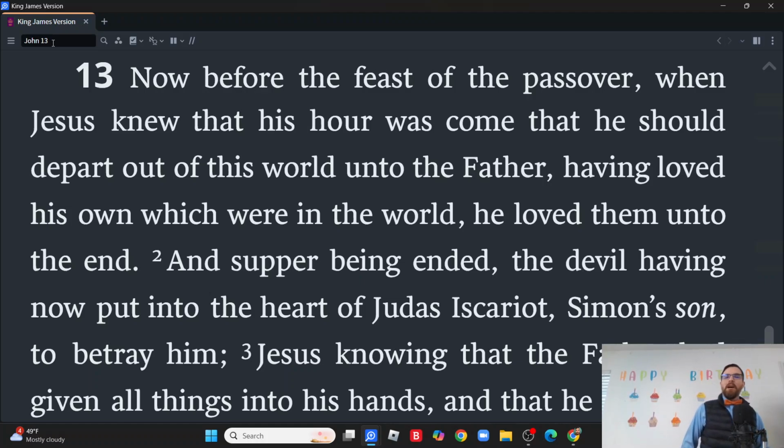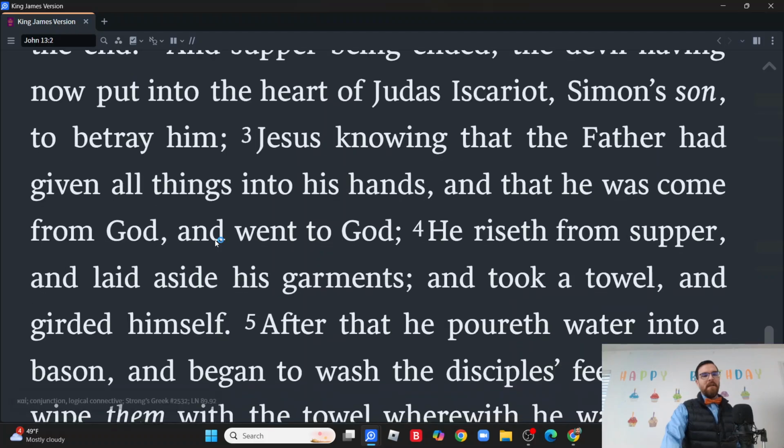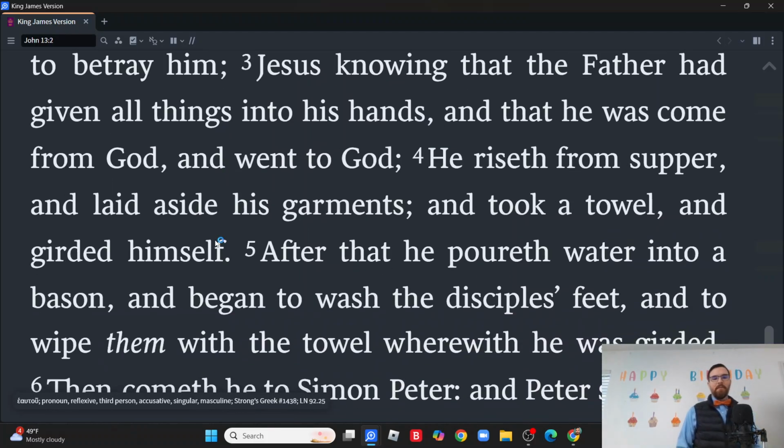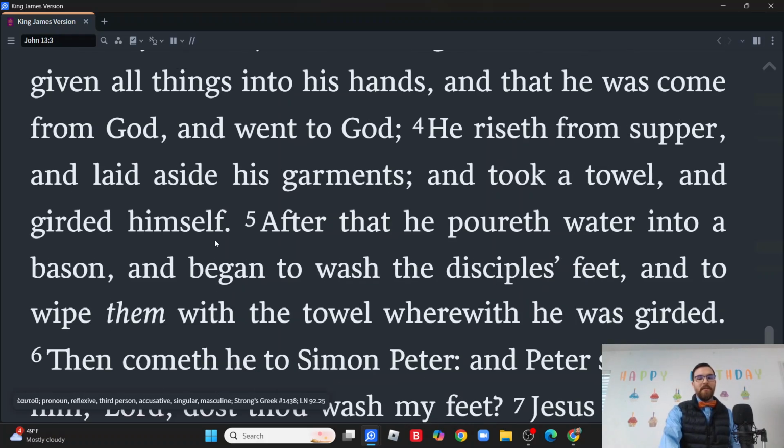John 13. Now before the feast of the Passover, when Jesus knew that his hour was come, that he should depart out of this world unto the Father, having loved his own which were in the world, he loved them unto the end. And supper being ended, the devil having now put into the heart of Judas Iscariot, Simon's son, to betray him, Jesus, knowing that the Father had given all things into his hands, and that he was come from God and went to God, he riseth from supper, laid aside his garments, and took a towel, and girded himself. After that he poureth water into a basin, and began to wash the disciples' feet, and to wipe them with the towel wherewith he was girded.